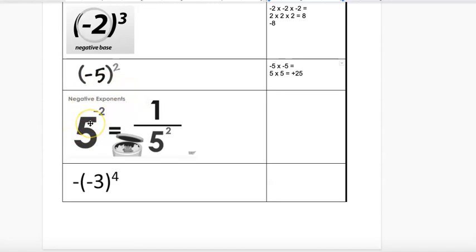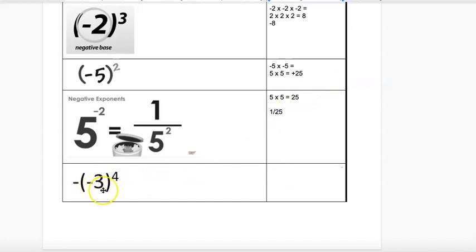A negative exponent, I'm throwing it in, but basically it's just saying put the number underneath 1 and make it a positive exponent. So first let's solve 5 squared on the bottom. 5 times 5 equals 25. So the answer would just be 1 over 25. I don't know if that's when you exactly learn that, but I wanted to throw that problem in there.